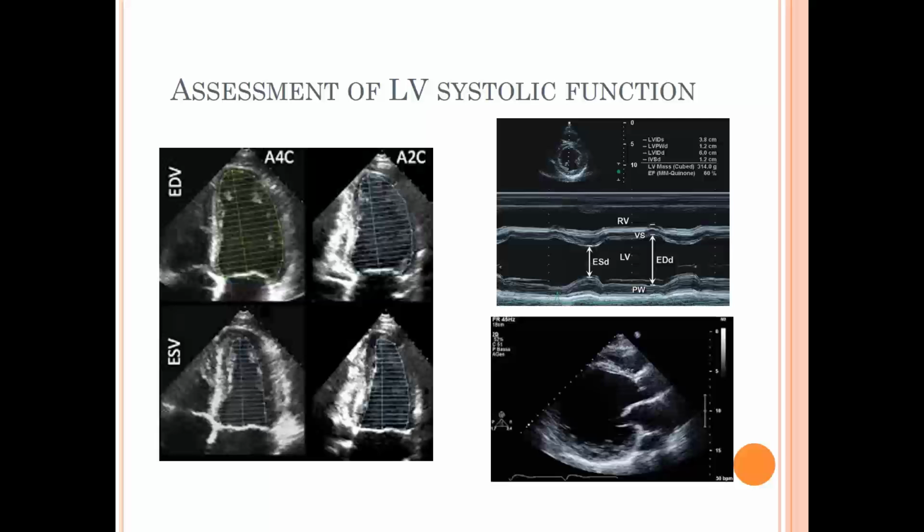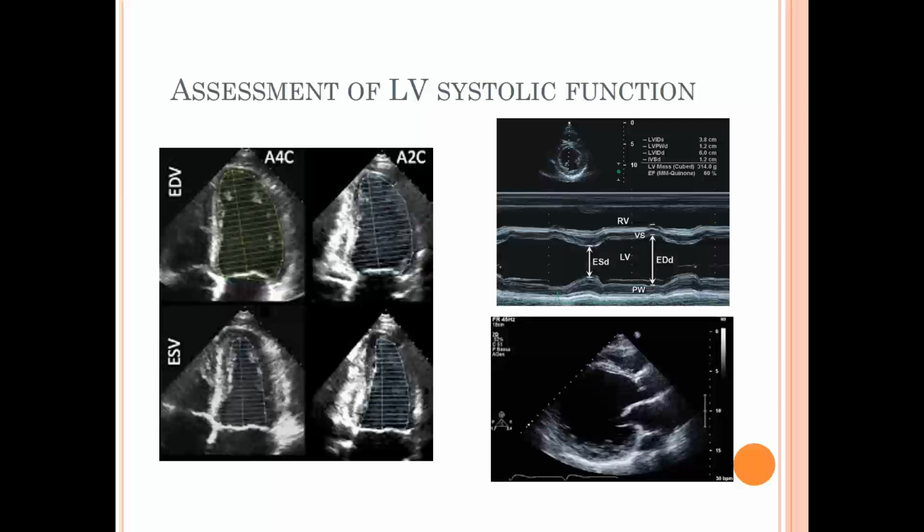What about assessment of the left ventricular systolic function? It can be done by several methods. First of all, the first thing we used to do was the M mode. We put the cursor at the middle part at the level of the muscles, and we measure the posterior wall, the interventricular septum, and then the end-diastolic dimension and the end-systolic dimension. We just feed them into the machine, and the ejection fraction is calculated automatically.